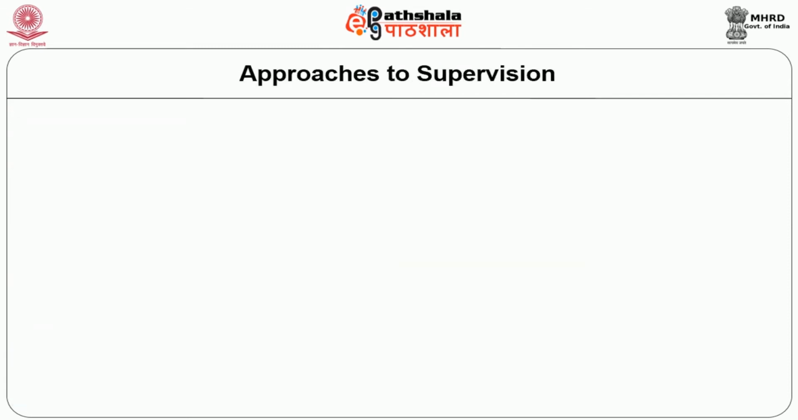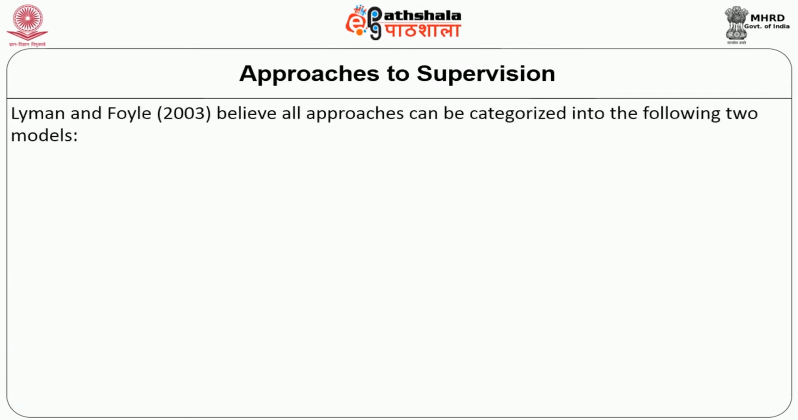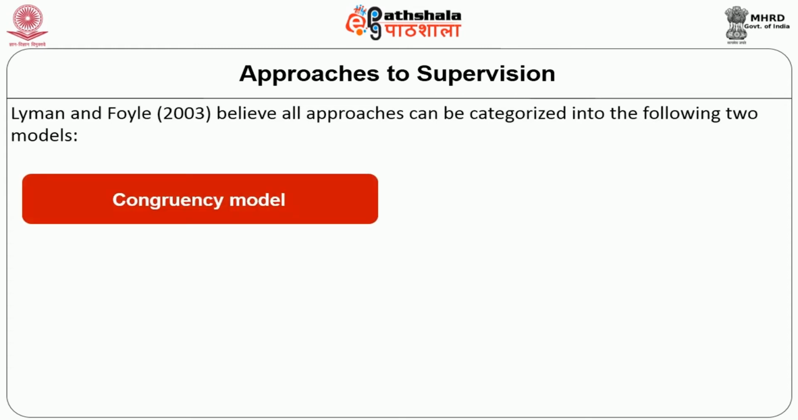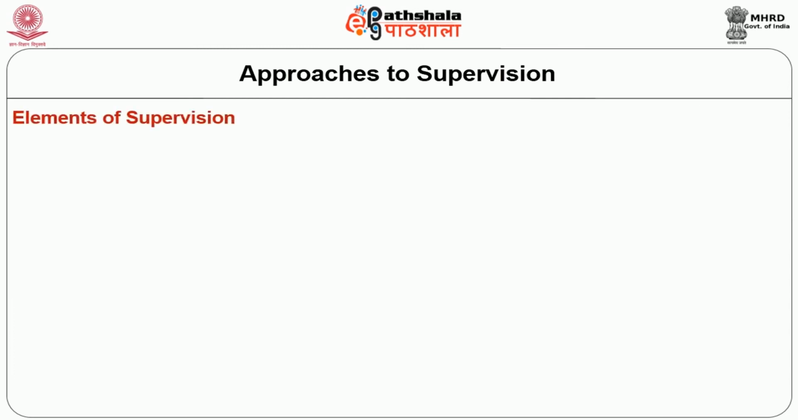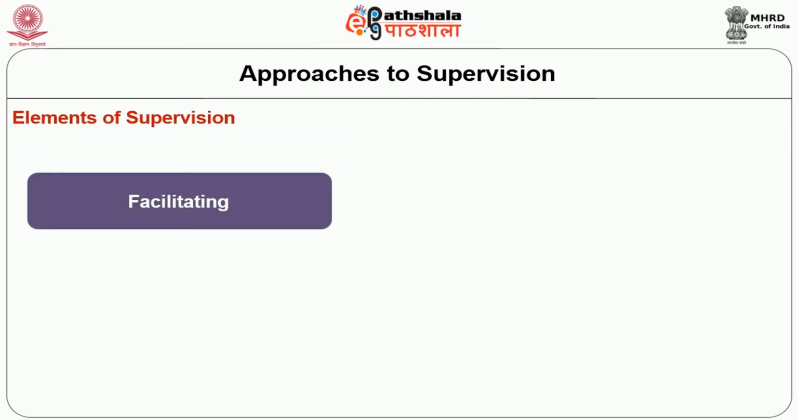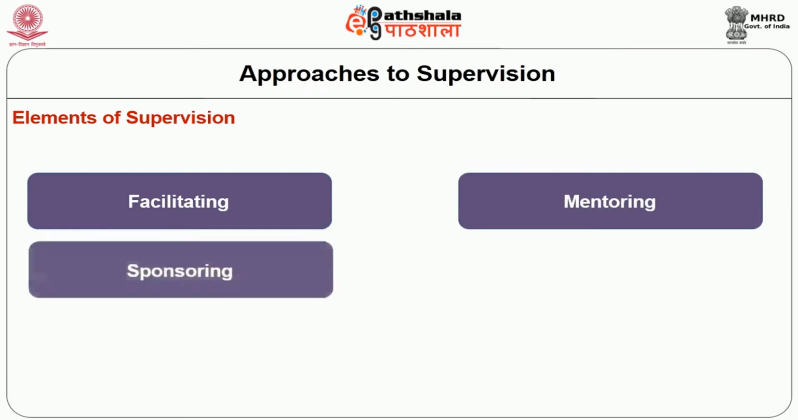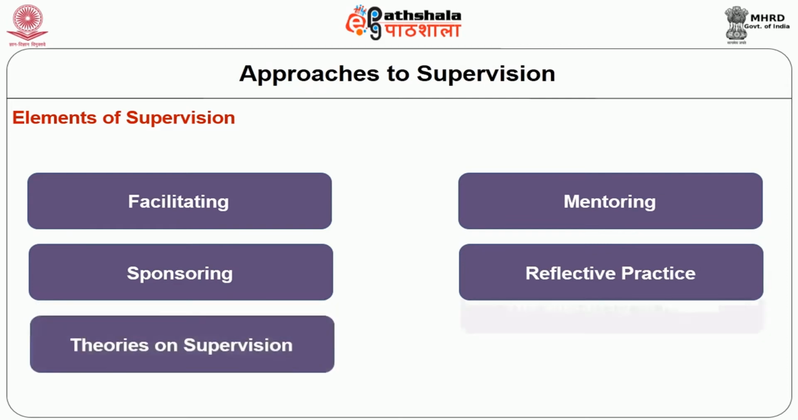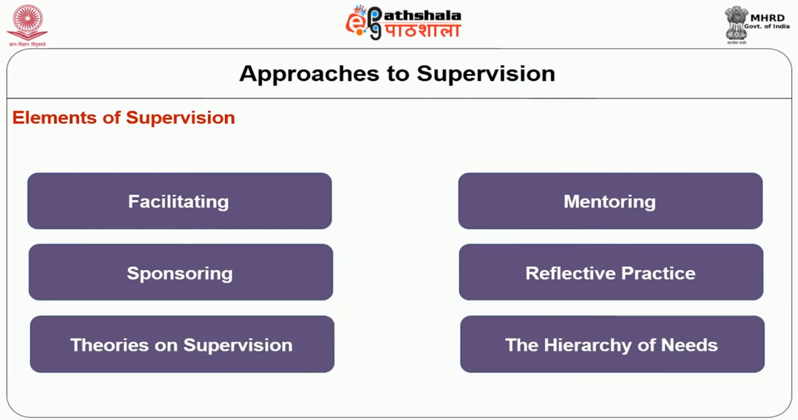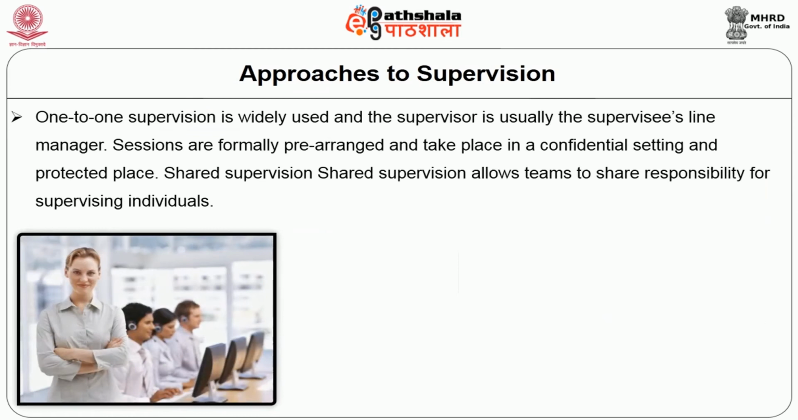The approaches to supervision, there are two models. First one is the concurrency model, second one is the formative approach. The elements of supervision are facilitating, monitoring, sponsoring, reflective practice, supervision, the hierarchy of needs. Next one is approaches to supervision.